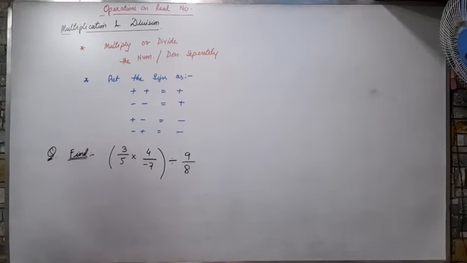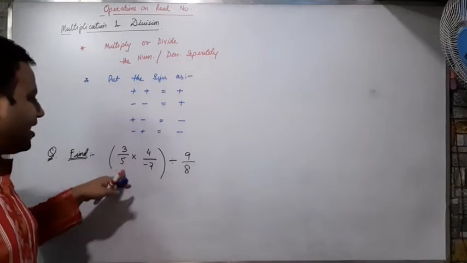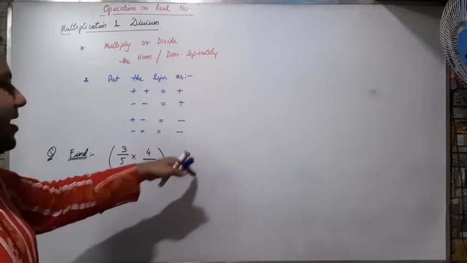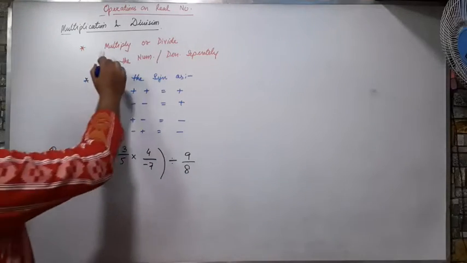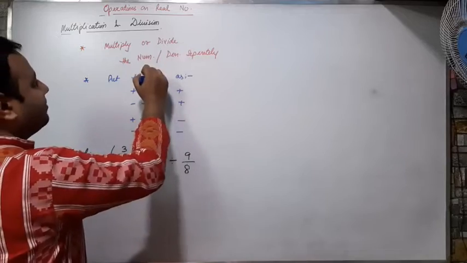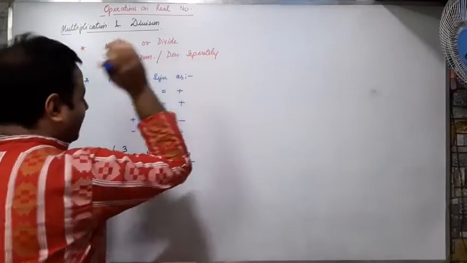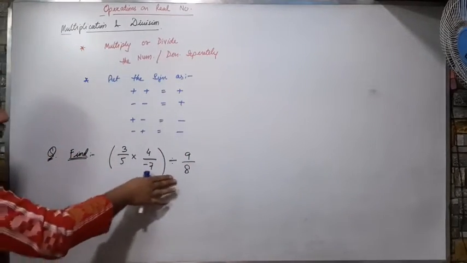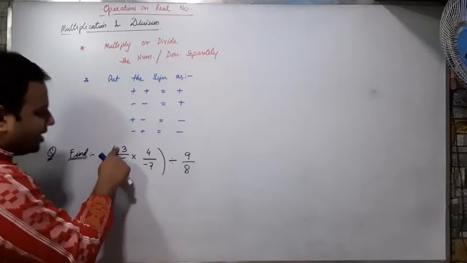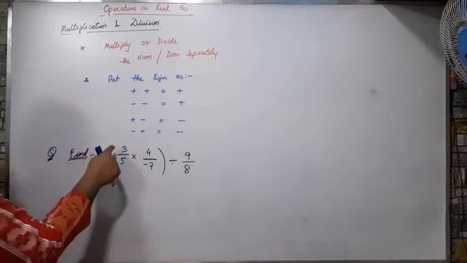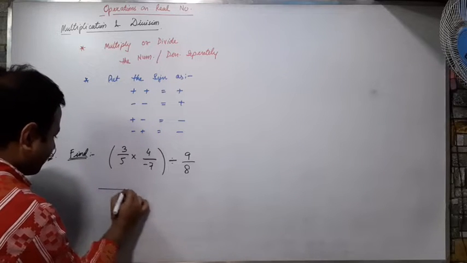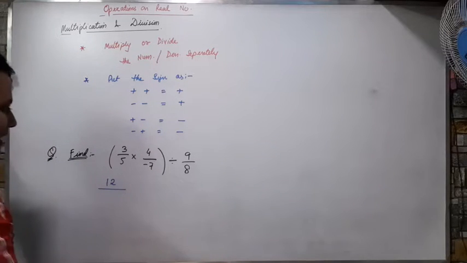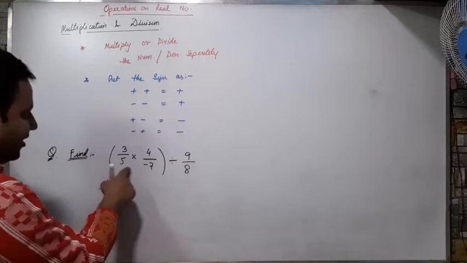Okay, so this is my question: 3 by 5 into 4 by minus 7, divided by 9 by 8. So what was the rule? I had to multiply or divide the numerators and the denominators separately. So in the bracket, I will multiply the numerators and denominators separately. What is the value of 3 into 4? The value of 3 into 4 is 12. And what is the value of 5 into 7?